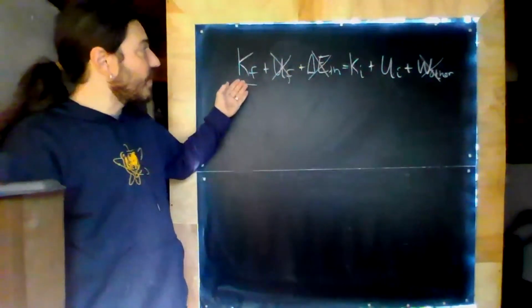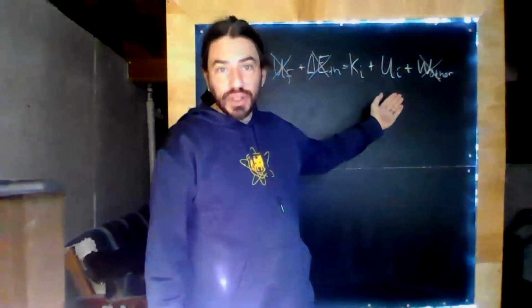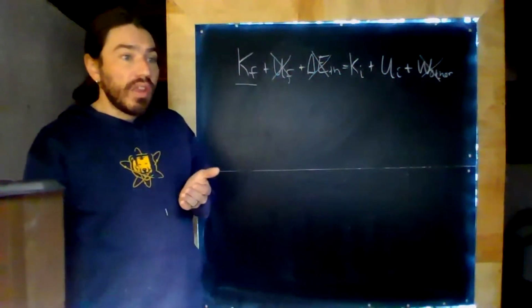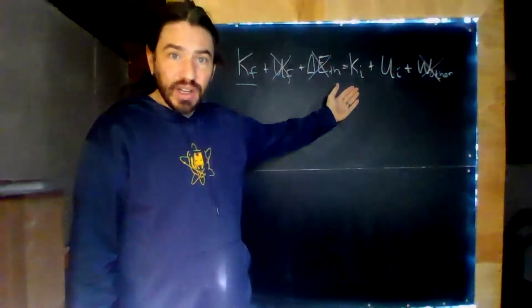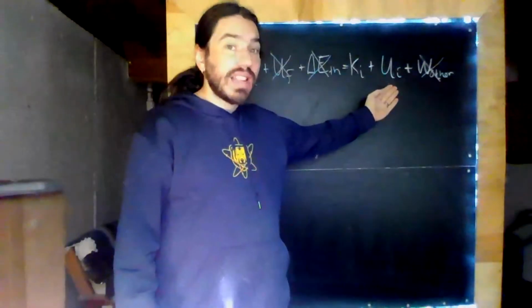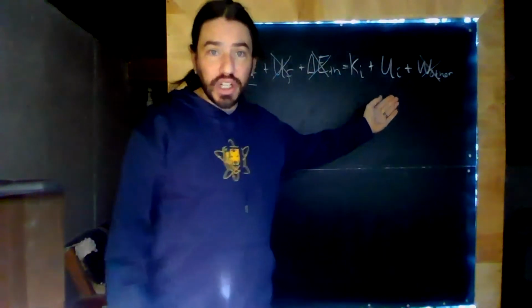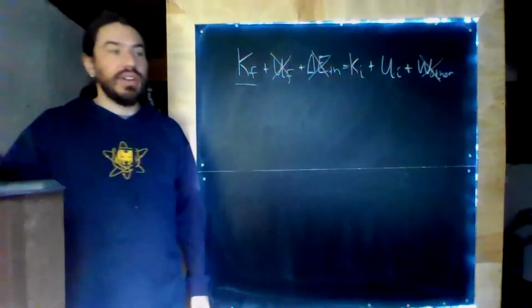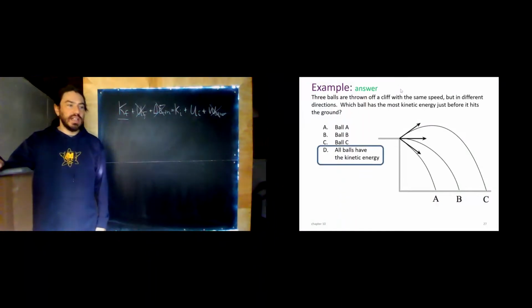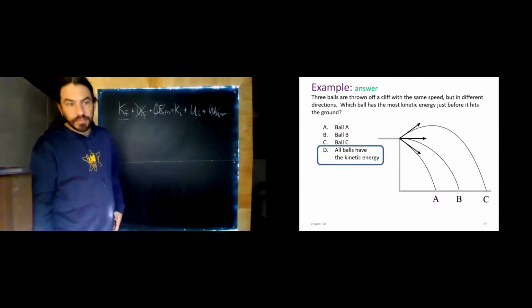So what do we have? We have that the final kinetic energy is equal to the initial kinetic plus the initial potential. So they are all thrown at the same speed, so they all have the same initial kinetic energy. They are all at the top of the same cliff, so they all have the same initial potential energy. Therefore, they all have the same final kinetic energy. The correct answer is D, all have the same kinetic energy.